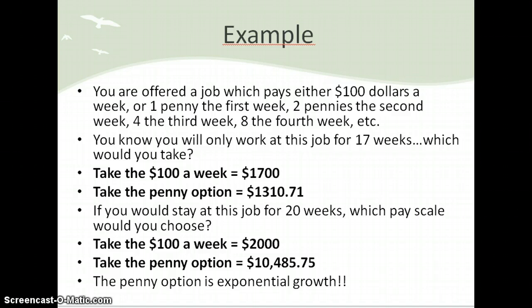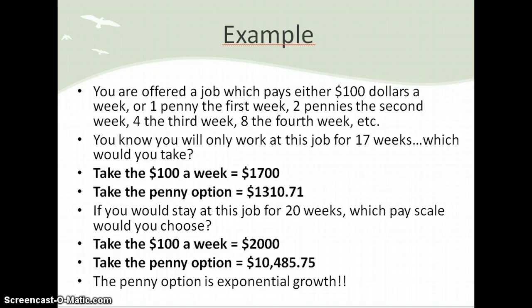If you take the $100 a week, your money is going to grow linearly. You're going to earn the same amount of money each week during the same amount of time, so you earn $1,700. But if you take the penny option, that's an example of exponential growth where you're going to earn more and more over those weekly time periods, and you'll earn $1,310.71. So it's obvious which offer you would take here.